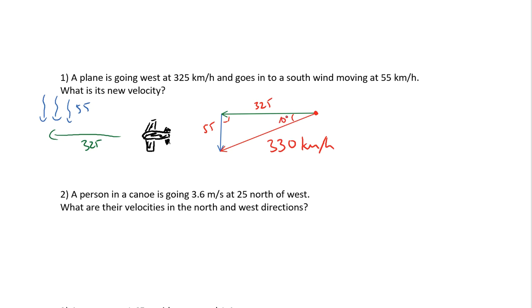Okay, so 10 degrees. Now, you could wrap that angle around and say it's 180, 190. But typically, if you start with compass directions, like the west and the south, you want to end with compass directions. So you could use the 10 degrees with compass directions, and that would be 10 degrees south of west. And that would be the new velocity of the plane. It's going to be going 330 kilometers an hour, 10 degrees south of west.